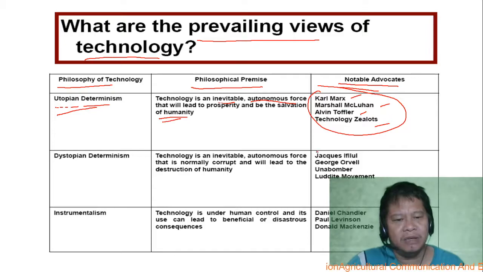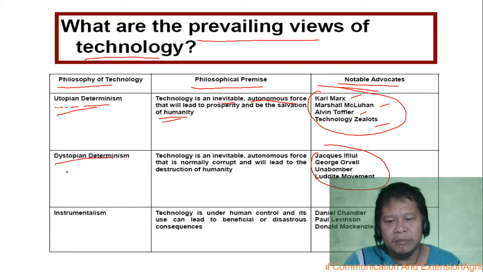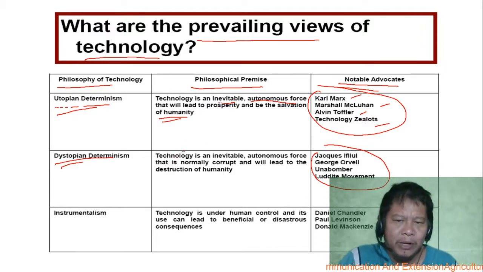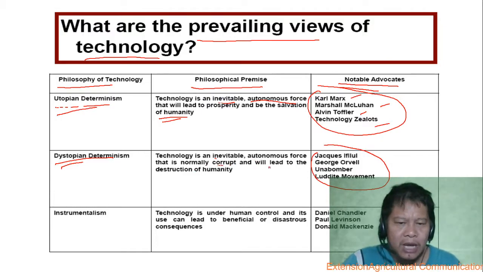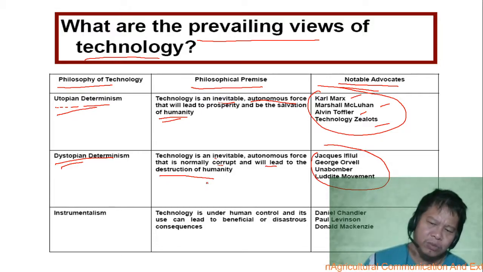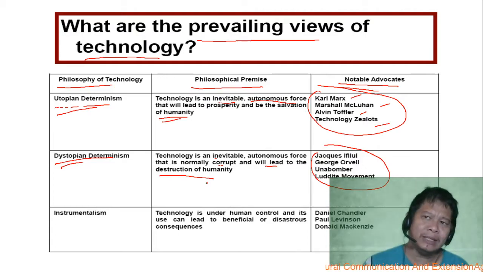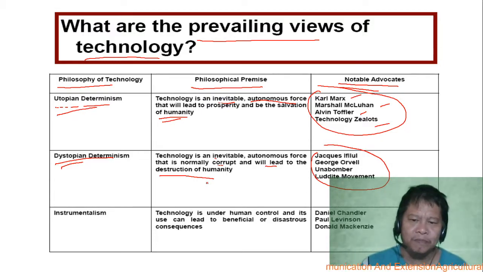But other people view it differently, according to Jacques Ellul and George Orwell, and the Luddite movement. They view technology in terms of dystopian determinism. What is dystopian determinism? It is similar to utopian determinism, but according to dystopian determinism, technology is an inevitable, autonomous force that is normally corrupt and will lead to the destruction of humanity. We develop technology because of needs and necessity. It is an automatic force, as if it develops on its own so that we can create technology. It is free, an autonomous force that is normally corrupt and will lead to the destruction of humanity.